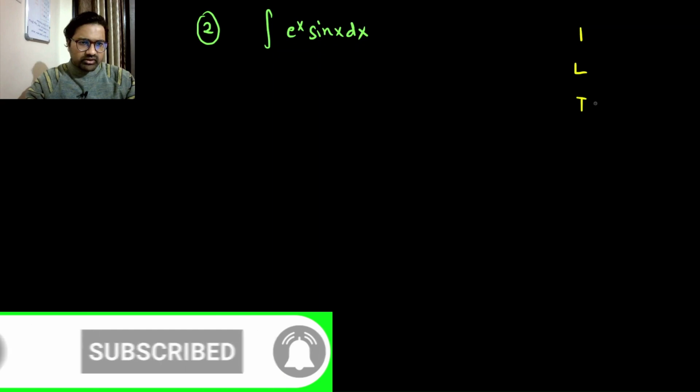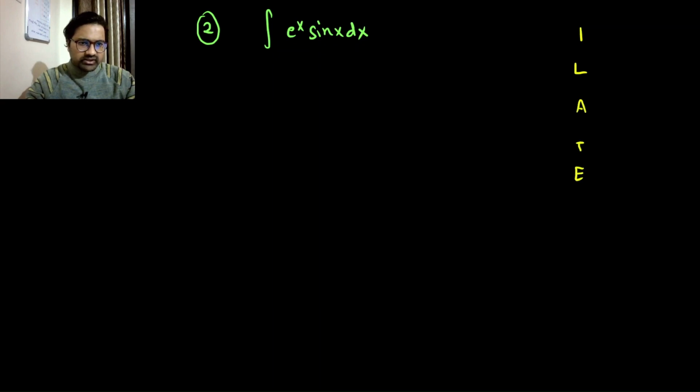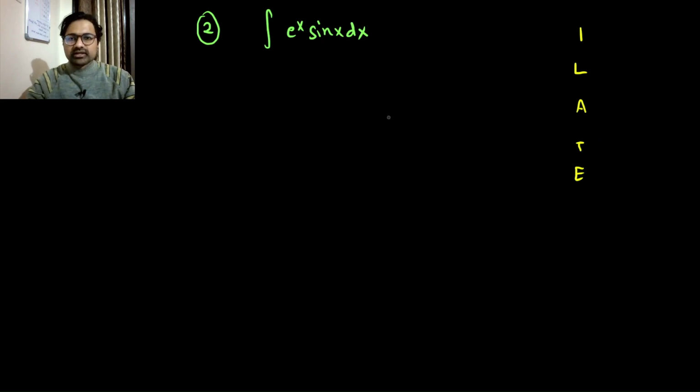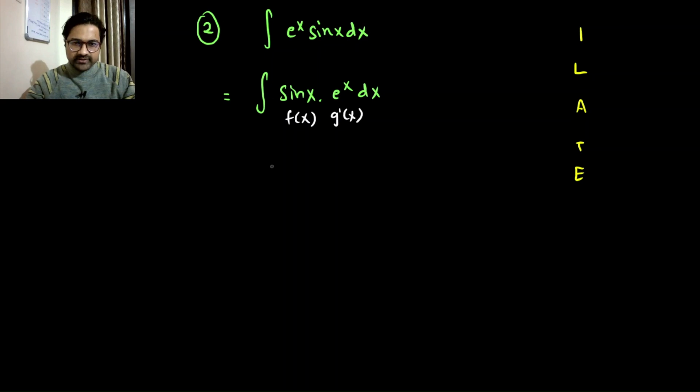We go once again to our ILATE rule. We have a trigonometric function over here, and an exponential function over here. Obviously the trigonometric function comes on top, so it should be the f(x). So let me rewrite this function as sine x times e raised to x dx, because it makes it quite easy, because the first one we have a habit of putting as f(x). So let's put this as f(x), and this is g prime of x.